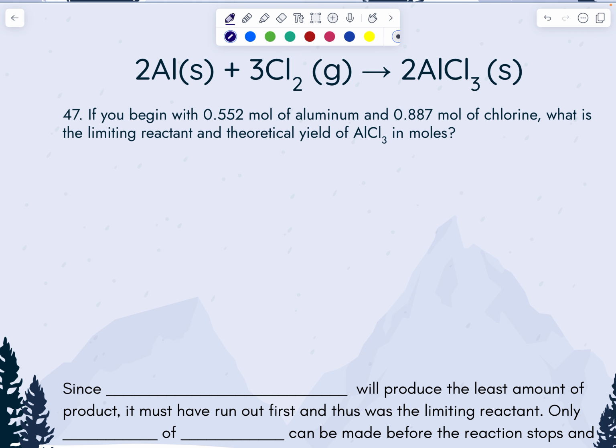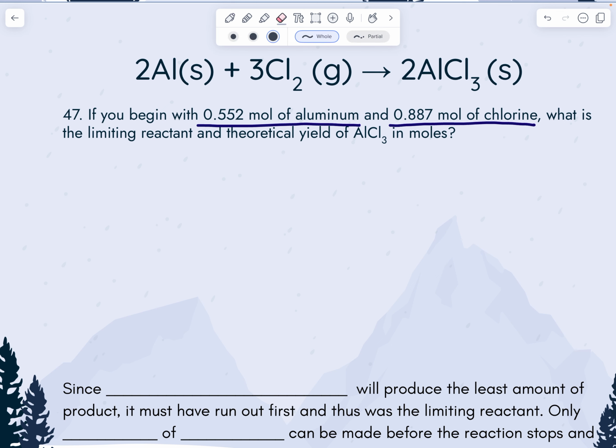So question 47 says if you begin with 0.552 moles of aluminum and 0.887 moles of chlorine, what's the limiting reactant and theoretical yield of aluminum chloride in moles? This is a synthesis reaction here. The aluminum loses electrons, the aluminum is oxidized, the chlorine gains electrons, the chlorine is reduced here. It makes an ionic compound because we know aluminum is a metal and chlorine is a nonmetal.